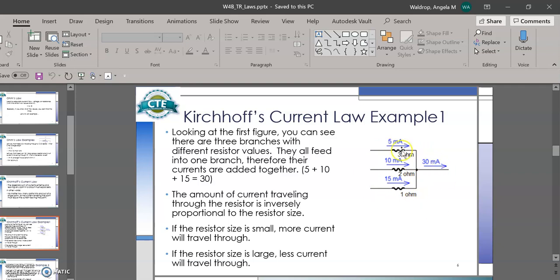So you can kind of think about it as an equation. If you think about the junction point as the equal sign, what's on the left side must equal what's on the right side. So I've got 5 plus 10 plus 15, all that equals 30. If you set it up that way and think about it that way, it might be a little bit easier, okay?